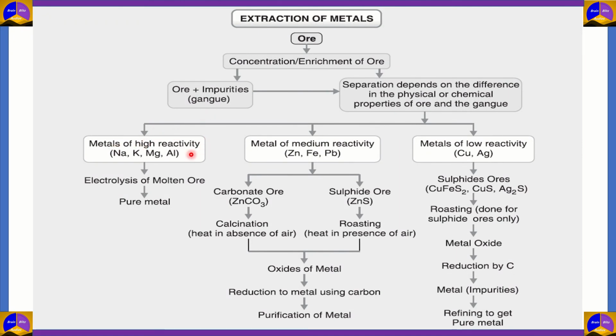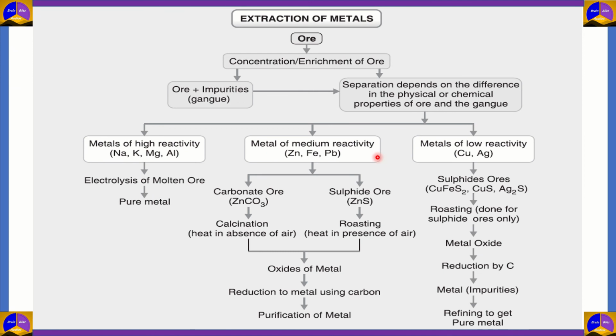Now, for metals of high reactivity, such as sodium, potassium, magnesium, and aluminum, the best way to purify them is by electrolysis. So you melt the ore and then you extract the pure metal using electrolysis. Now, for metals of low reactivity, you either find them in their native state or you find them as their sulfide ores. So first you roast the sulfide ores, which means heat them in the presence of air, until you receive metal oxide. So when you get metal oxides, you reduce them with carbon, and then you refine those metals once more to get pure metals, such as gold and silver.